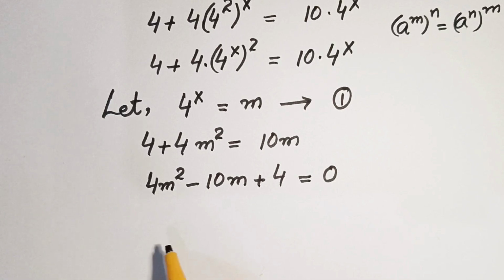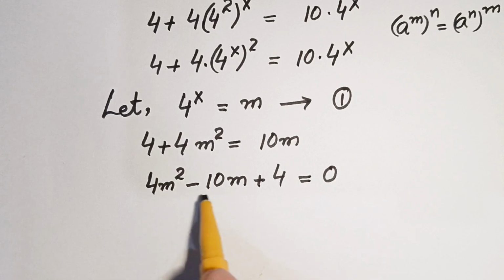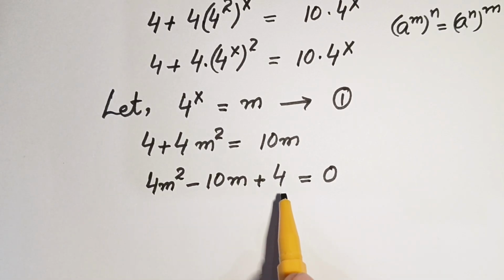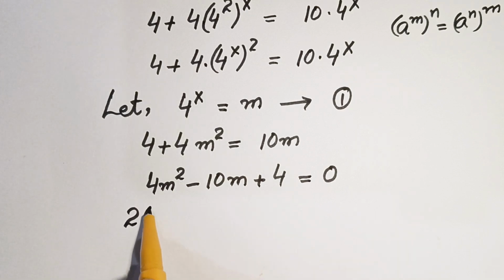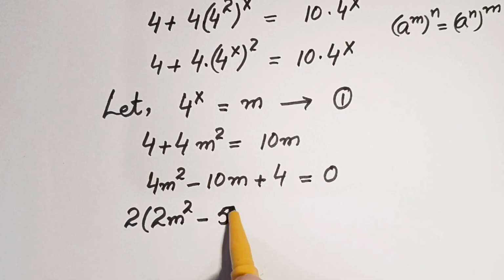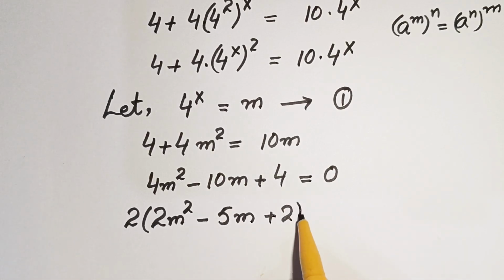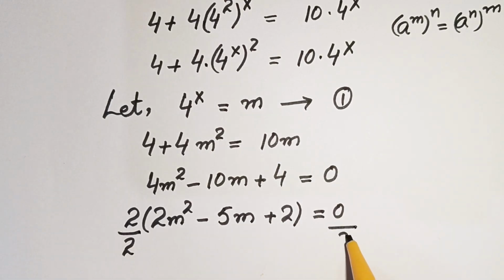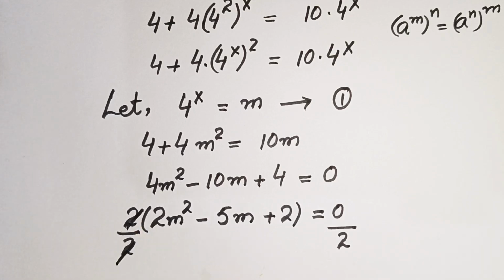Now we can use the factorization method. First of all, we see that 4, 10 and 4, these three numbers are divisible by 2, so we take 2 common, then we get 2 times 2m squared minus 5m plus 2 is equal to 0. Now dividing both sides by 2, this 2 can be cancelled, then we get 2m squared minus 5m plus 2 is equal to 0.